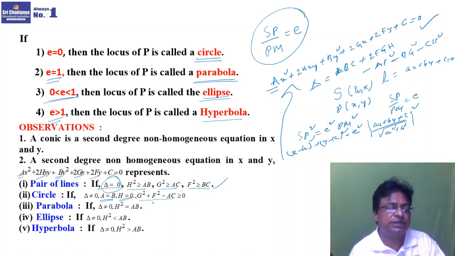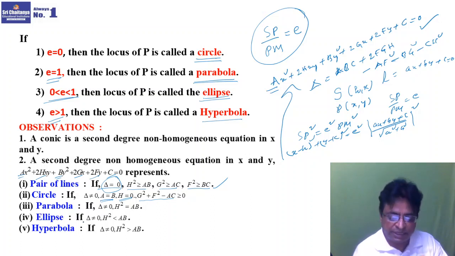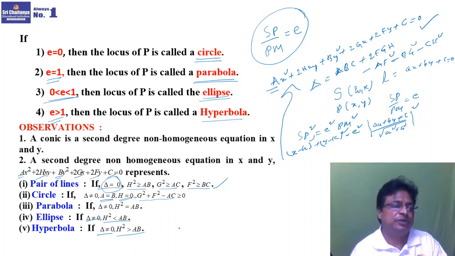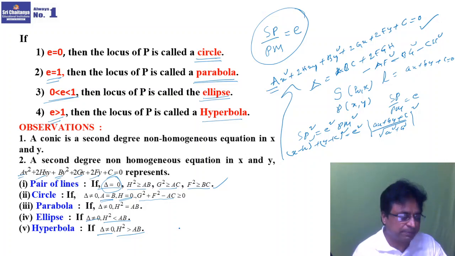And for the parabola, these are the conditions: delta not equal to 0 and h square equal to ab. For an ellipse, delta not equal to 0 and h square less than ab. And for a hyperbola, delta not equal to 0 and h square greater than ab. So a conic is a second degree non-homogeneous equation in x and y, but the converse need not be true. That means not every second degree non-homogeneous equation represents a conic, provided the terms and conditions apply.